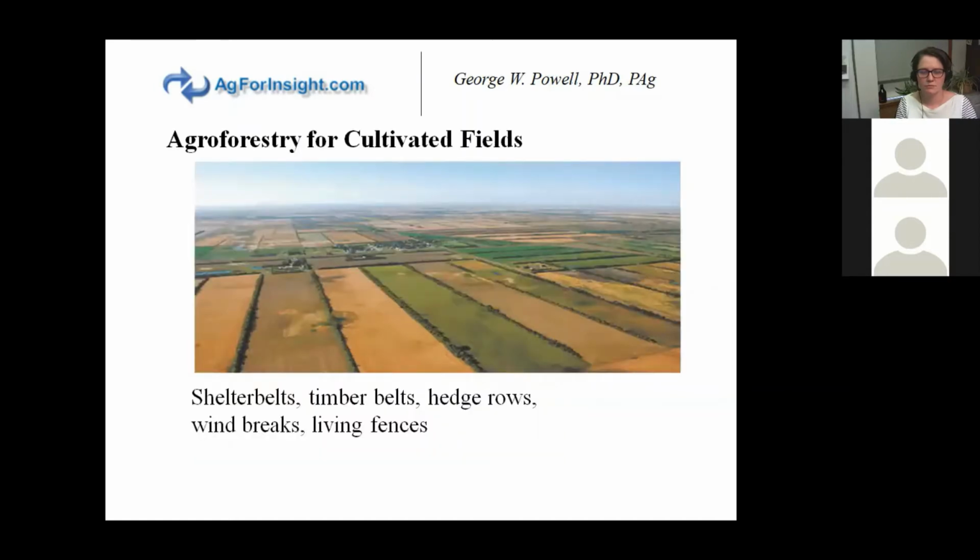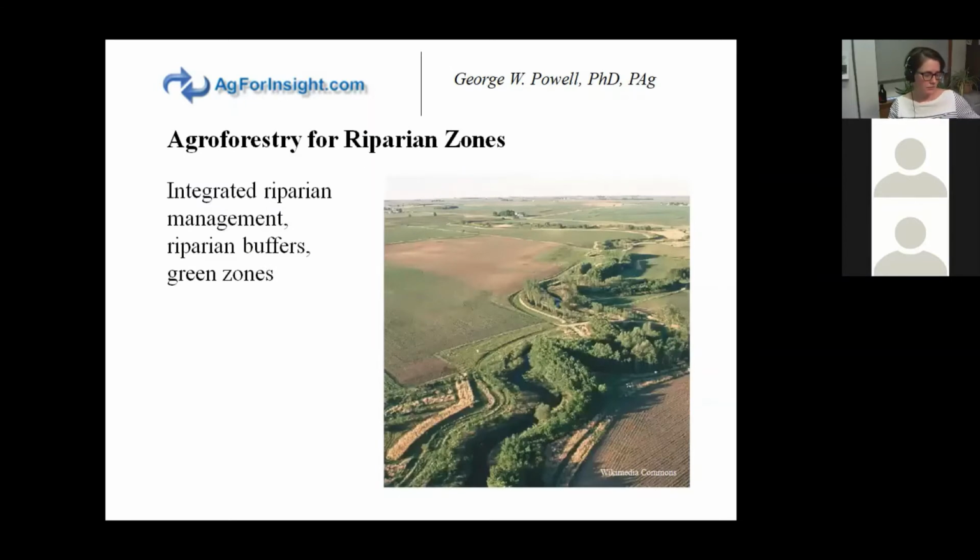From an intentions-focused delivery, agroforestry that we would use for cultivated fields would include tree and shrub plantings around the perimeters of fields, and these include things like shelter belts, timber belts, hedgerows, windbreaks, living fences. Agroforestry in the riparian zone, that area in and adjacent to water bodies that is subject to seasonal flooding. And here it's primarily a conservation-driven intent, but it also provides the opportunity for integrating in production or other values. We refer to these as integrated riparian management zones, riparian buffers, or in common parlance sometimes as green zones.